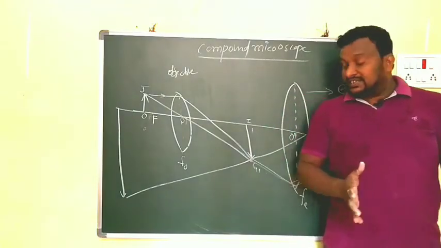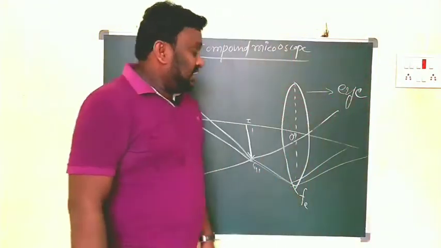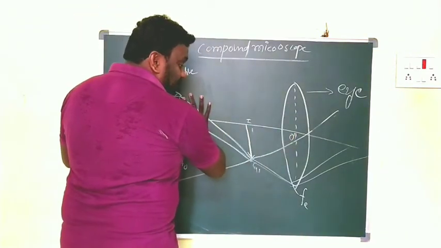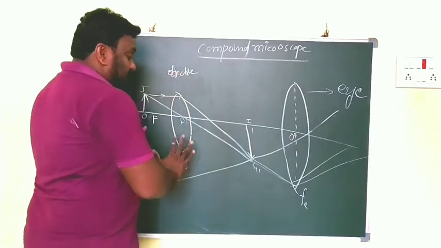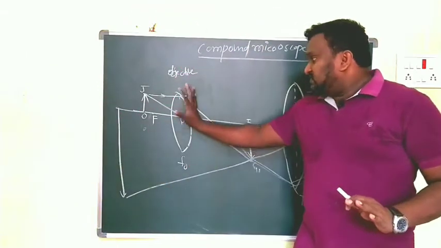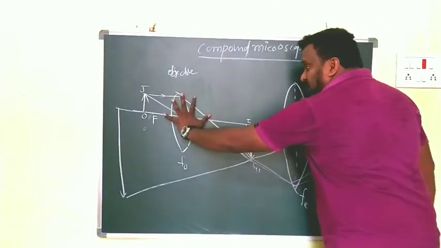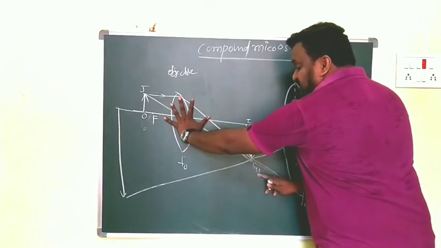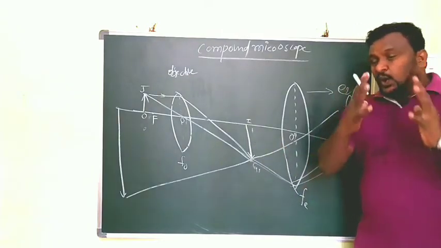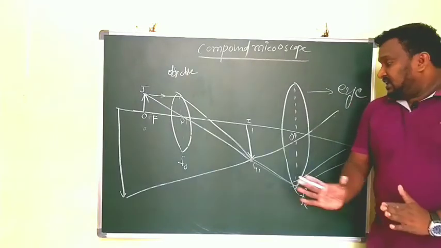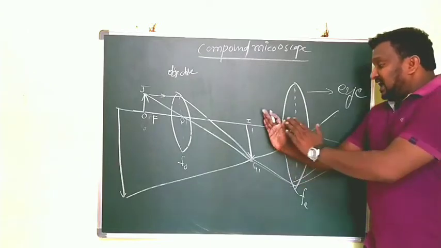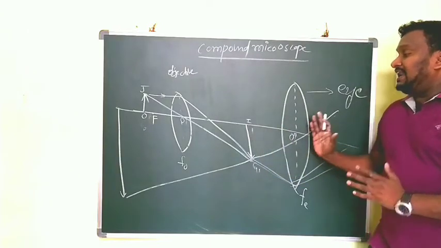Clear, children? After that, you have to notice this: just imagine that the eye lens is not there. Then what do you have here? I1Z1, in front of this lens. Clear? In the absence of the eye lens, we have I1Z1. That means this I1Z1 is the object for the eye lens.